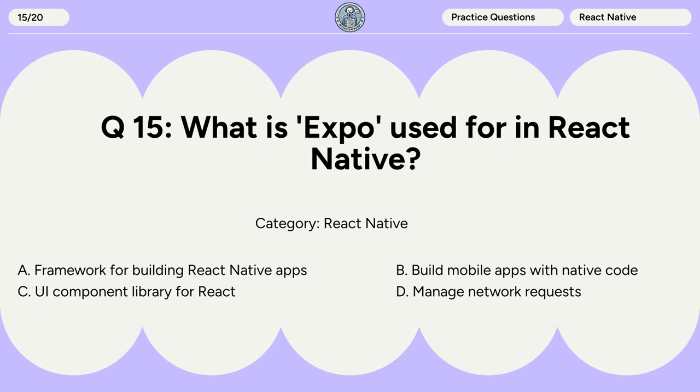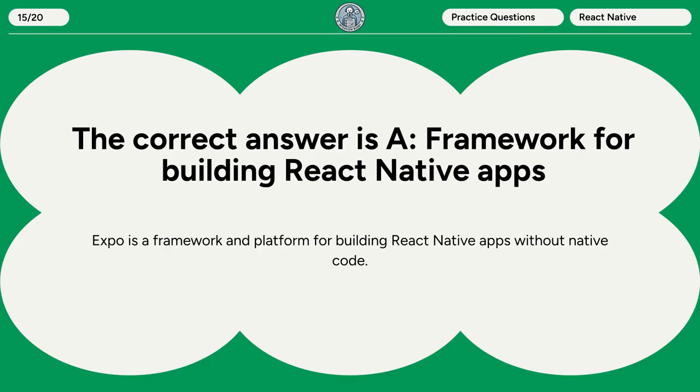Question 15. What is Expo used for in React Native? A. Framework for building React Native apps. B. Build mobile apps with native code. C. UI component library for React. D. Manage network requests. The correct answer is A. Framework for building React Native apps. Expo is a framework and platform for building React Native apps without native code.